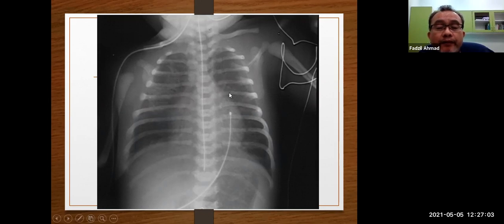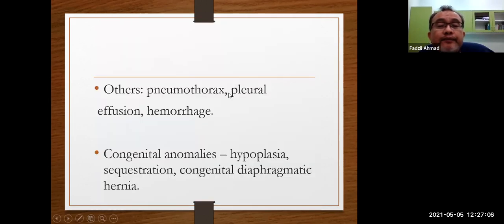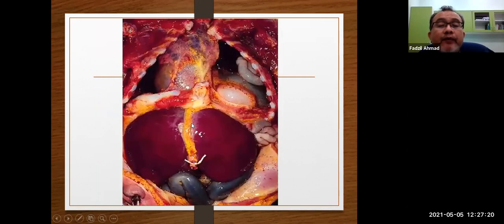because of the pneumonitis. The other conditions are pneumothorax, pleural effusion, pulmonary hemorrhage, and some congenital anomalies: hypoplasia of the lung, sequestration of the lung, congenital deformity, hernia. What is this? Anybody?